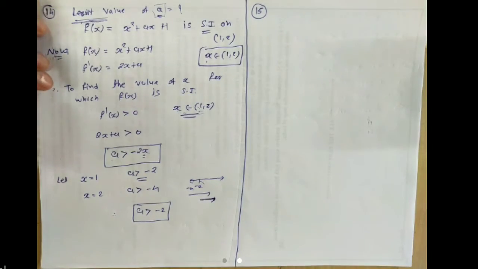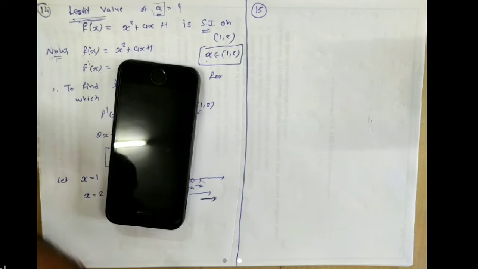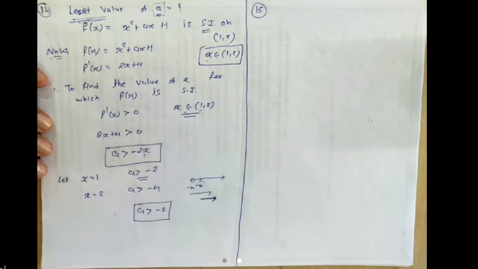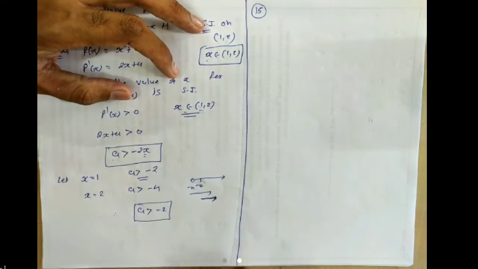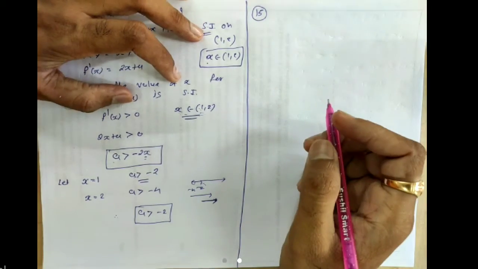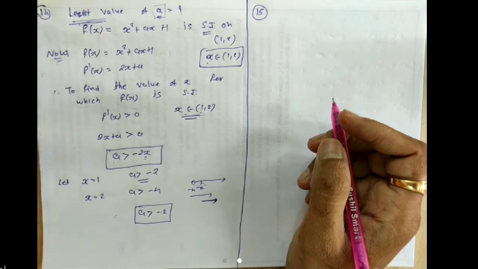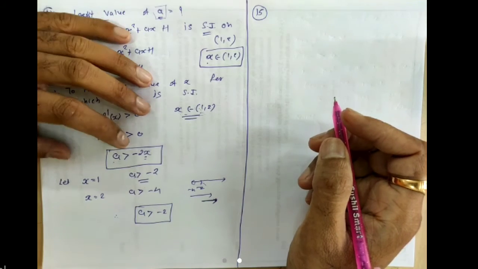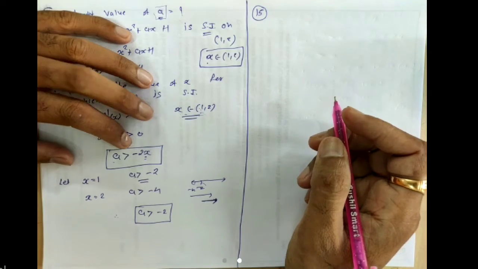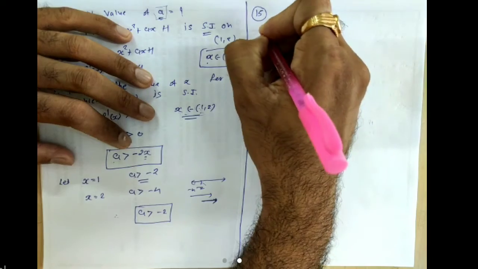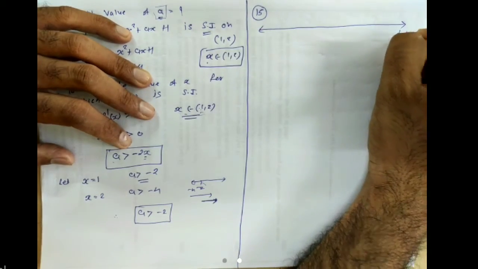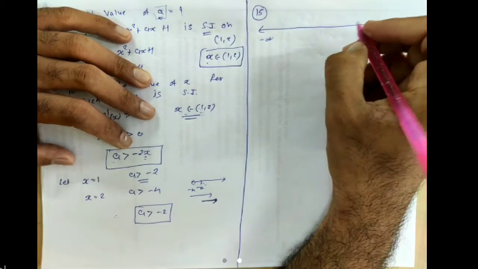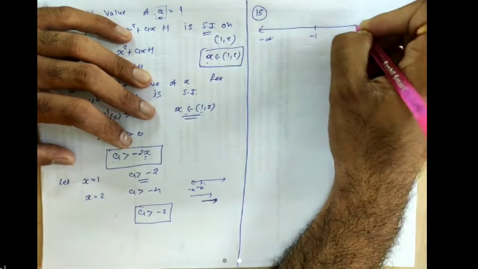Now next question, which is question number 15. Question number 15 is: let I be any interval which is disjoint from minus 1 to 1. I hope all of you have the textbook. So what we are given, I is any interval which is disjoint from minus 1 to 1. So let us now consider the set of real numbers, that is our number line, with plus infinity and minus infinity. And suppose this is minus 1 and 1.